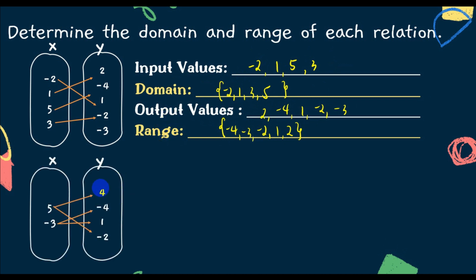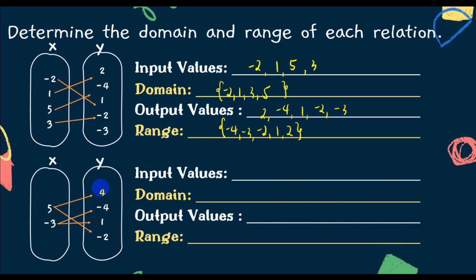Another mapping diagram, we have here 5 and negative 3 for x elements, and then for y, we have 4, negative 4, 1, and negative 2. Again, input values are 5 and negative 3. For the output values, we have 4, negative 4, 1, and negative 2. As the domain, again, this is a set of all x values, and enclose it in braces. Then we have negative 3 and then 5. For the range, set of y values. So starting with negative 4, followed by negative 2, 1, and 4. Now this is the range.